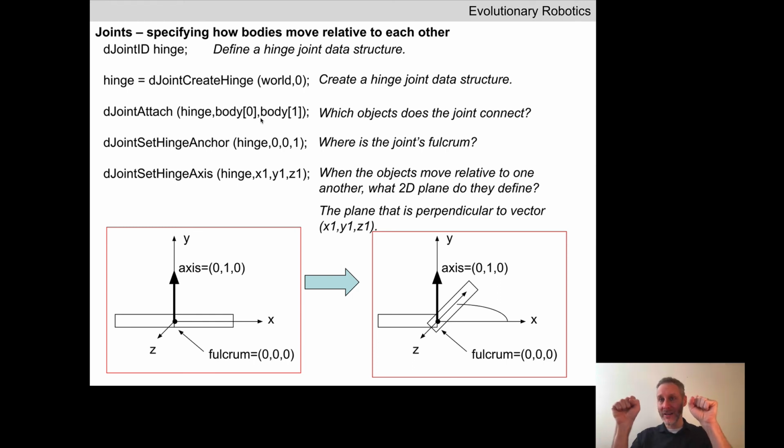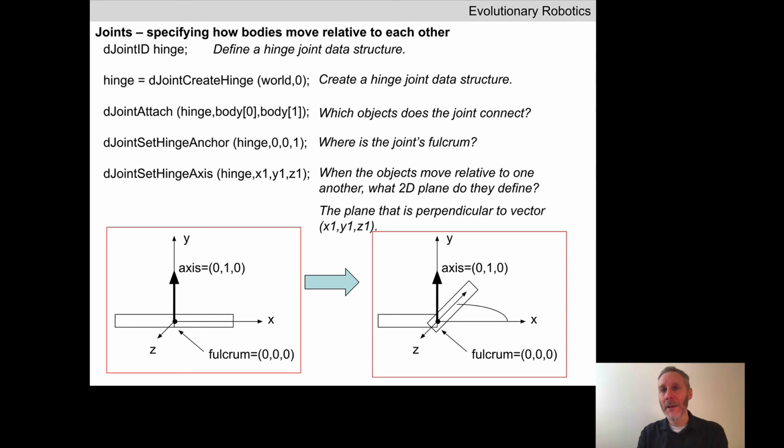Which two links is that hinge joint going to connect? We need to give a position in three-dimensional space. Where's the fulcrum of the joint? Where does the joint exist? And finally, which you haven't done yet, we're going to have to define the axis of the joint.